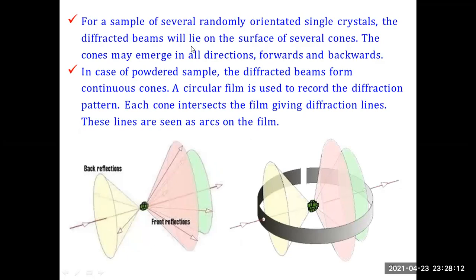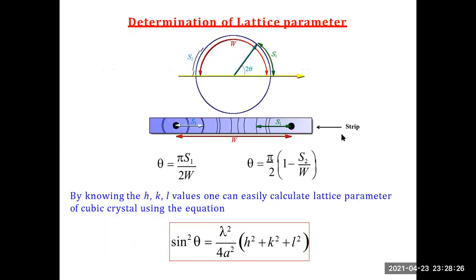So for a sample of several randomly oriented single crystals, diffracted beams will lie on the surfaces of different cones. In the case of a powdered sample, the diffracted beams form continuous cones. So with this, we can say that this is the symmetrical shape. By means of the powder method, we can determine the lattice parameter of the given polycrystalline solid by using the given formulae.